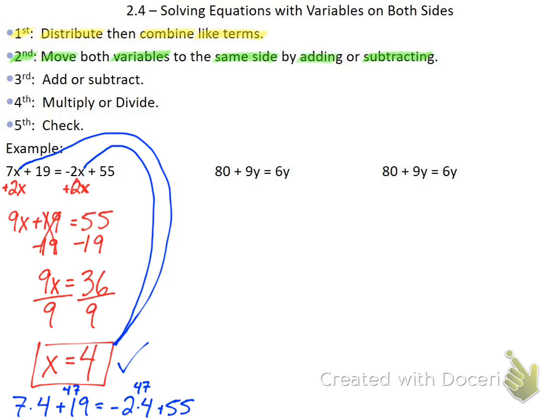With the next two problems, it's the same two problems, but I wanted to do it two different ways. With the first way, I want to get my variables over to the same side, so I can subtract the 9y over to the other side. When I do that, I get 80 is equal to negative 3y. And then I can divide both sides by negative 3. So in my calculator, I go 80 divided by negative 3, which gives me negative 26.6 repeating.